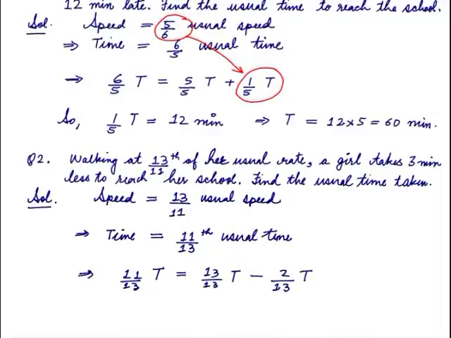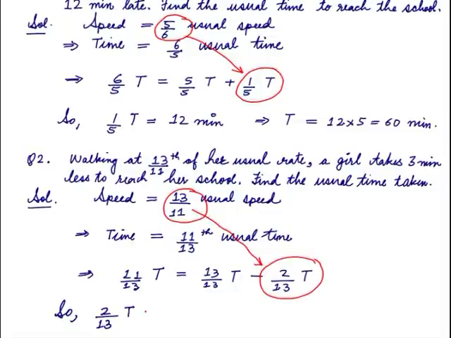So again, we reach the same logic that this increase of speed to 13 by 11 has led to a saving of time of 2 by 13t, just like the previous example. So 2 by 13th of the usual time taken was 3, because that's how early she reached, which can now be easily solved. So t is equal to 3 into 13 divided by 2, which will be 39 by 2, which is 19.5 minutes. So this means that she reached normally in 19.5 minutes.